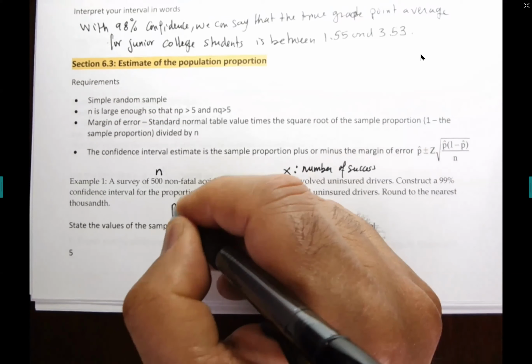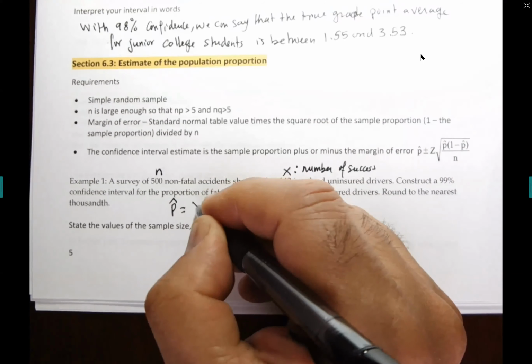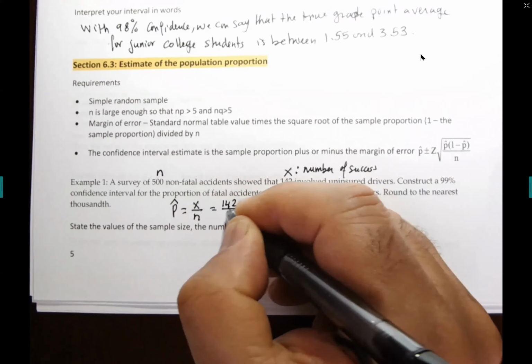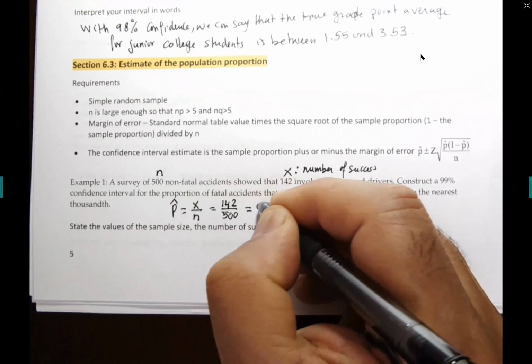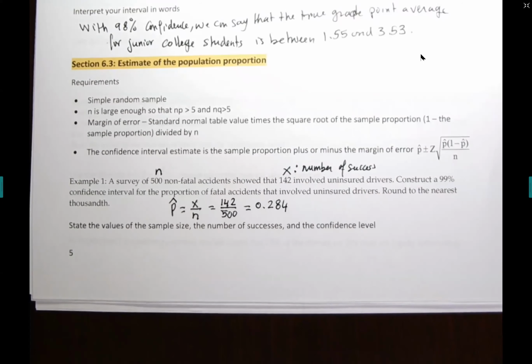You know the probability by definition is the favorable outcomes divided by the possible outcomes. So your P hat, the sample proportion or sample percent or sample probability, is going to be X divided by N always. So that will be 142 divided by 500. And if you do the math, guys, you get 0.284. This is the P hat that I'm talking about. From the sample, what is the proportion? What's the percent of accidents that involved uninsured drivers? It's 142 out of 500. Out of means division, so you just divide.